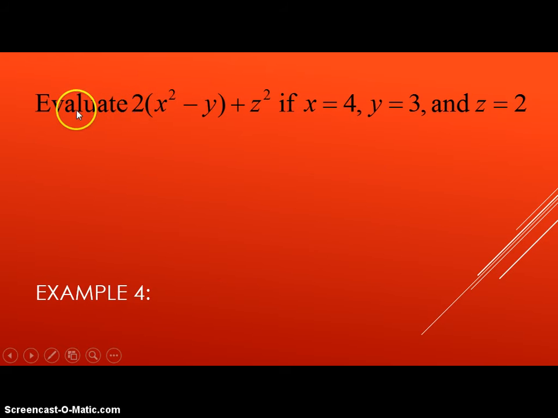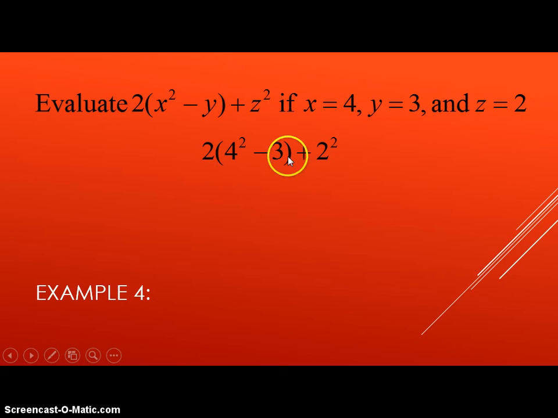Here's the problem. Evaluate 2 times x squared minus y plus z squared. And we know that x is 4, y is 3, and z is 2. So I'm going to take these numbers and substitute them into this problem. So 4 is going to go there, the 3 is going to go where the y is, and the 2 is going to go where the z is, and it should look like that. Take a look again: 4 where the x, 3 with the y, 2 with the z.